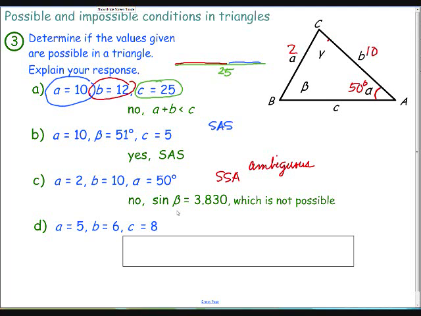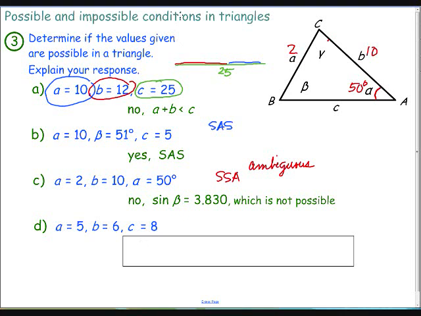If we try to figure out what sine of beta is, we're going to find it is greater than 1. So how did I even get to this? I would do the law of sines. I'd get a relationship, and I would then go for beta, because the second side that I have is B. That's when I would discover that we have an impossible ratio for sine.